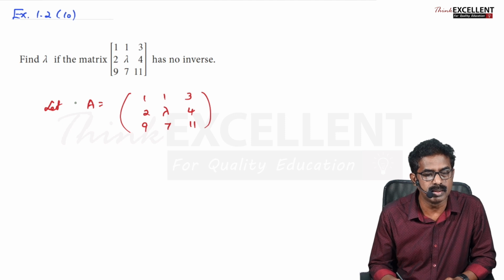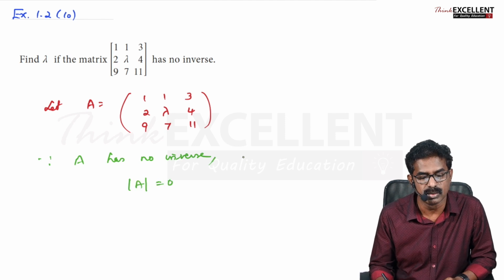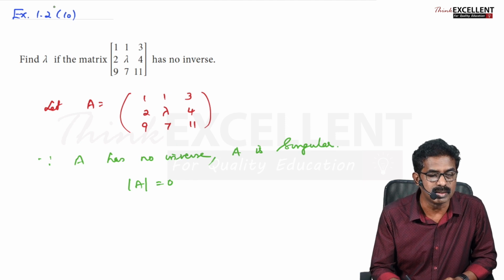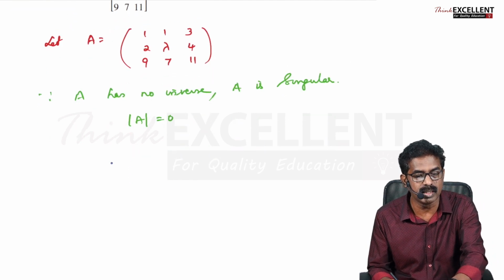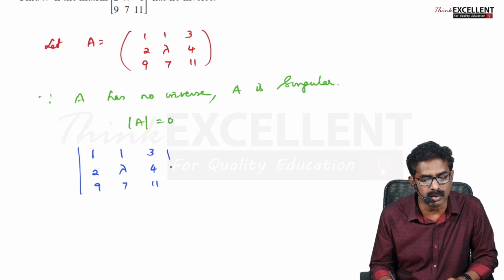Now you can say, since A has no inverse, what can you say? Determinant A is equal to 0. If you want, you can say A is singular. Singular means determinant A is equal to 0. Determinant A is the determinant with rows 1, 1, 3; 2, lambda, 4; 9, 7, 11, equal to 0.